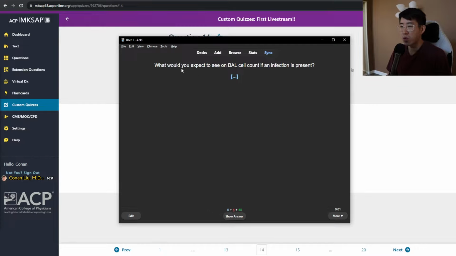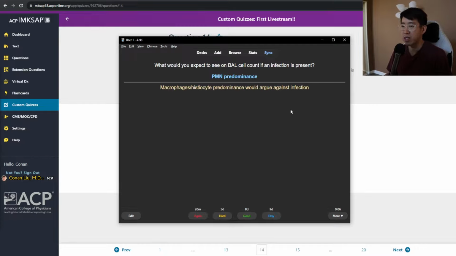What would you expect to see on a BAL cell count if an infection is present? That would be a polymorphonuclear predominance, or neutrophilic predominance. Now, if you see a BAL and it's very bland, so there's just macrophages and histiocytes, then that argues against infection. But if you see those neutrophils all in there, then that's more suspicious.